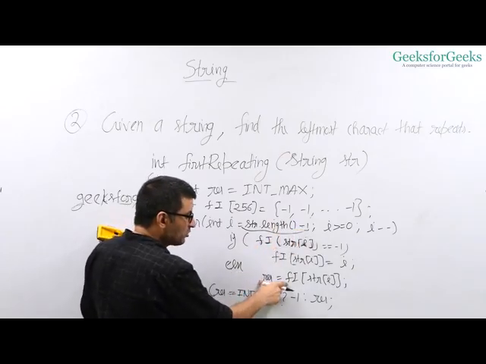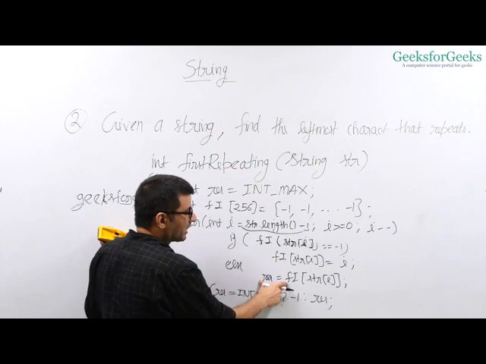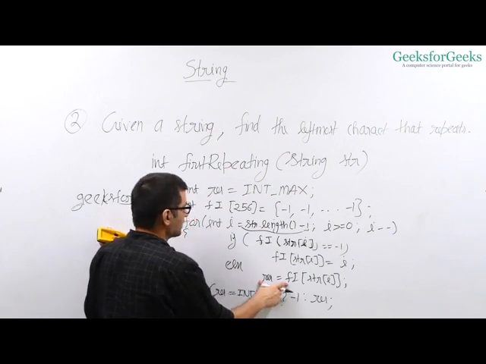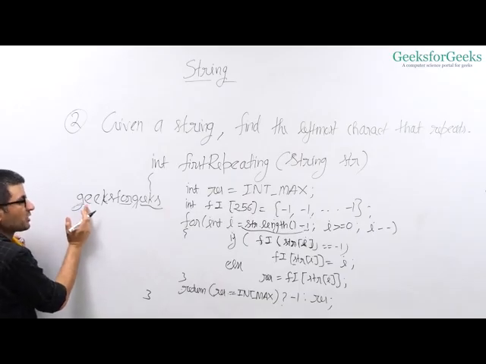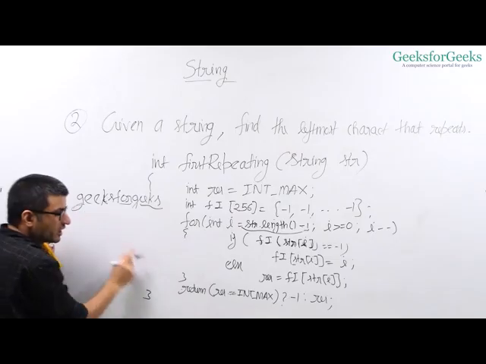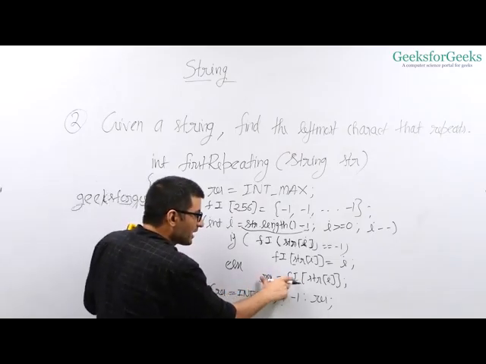I don't have to do that comparison, where if the current value is smaller than the result, then only update the result. Because when you go to the left, you will have the leftmost repeating character, the character whose first appearance is the leftmost. So I avoid that min comparison here.